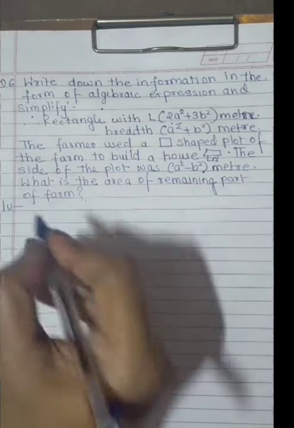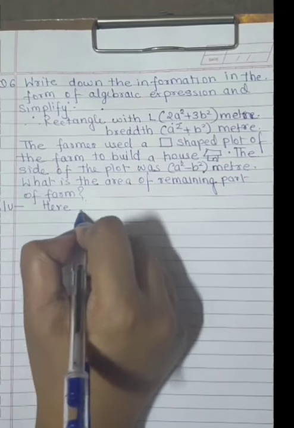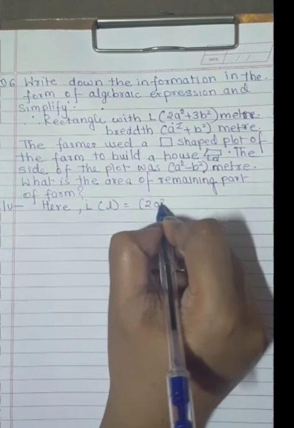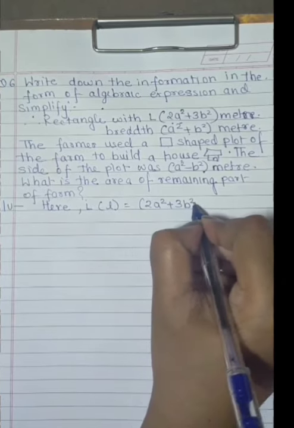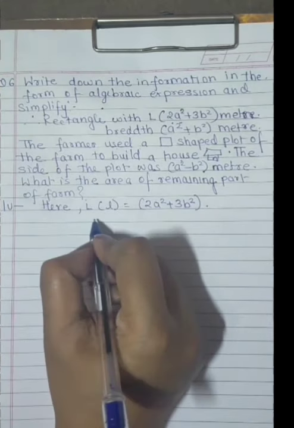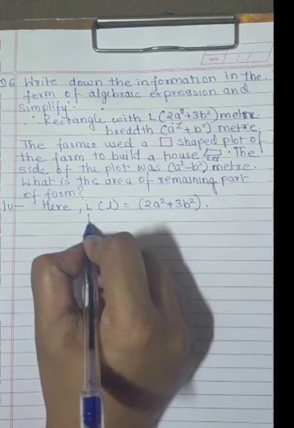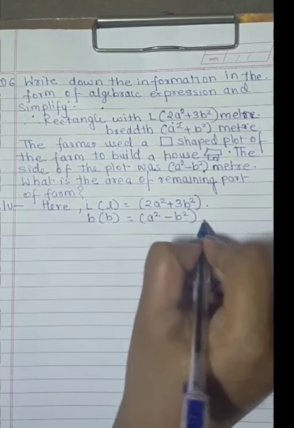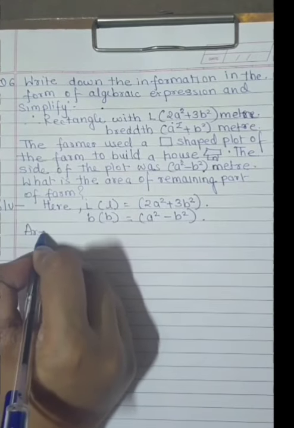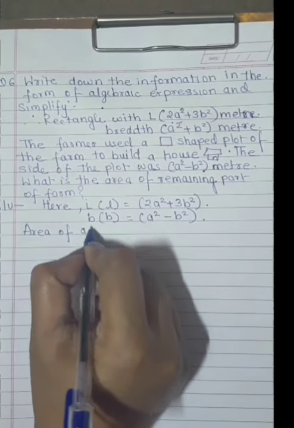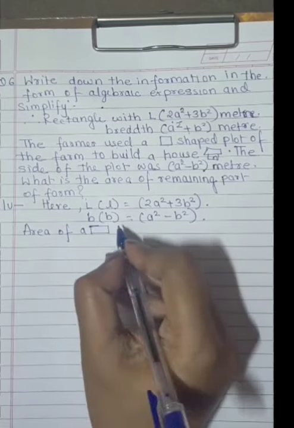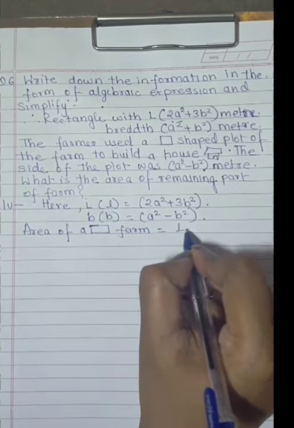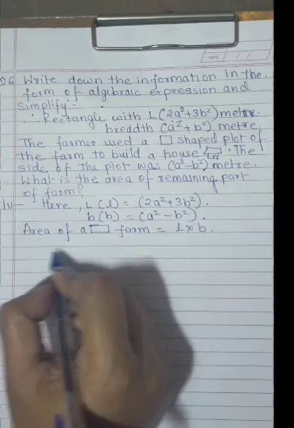So I am writing here. The length is L equal to 2a square plus 3b square. This is the length, and the breadth is given as a square plus b square. So first we will find the area of the rectangle, the area of the farm. So here length into breadth will come. So I am writing the equation here.